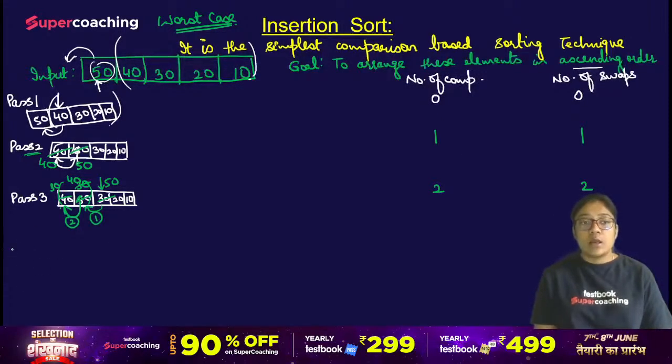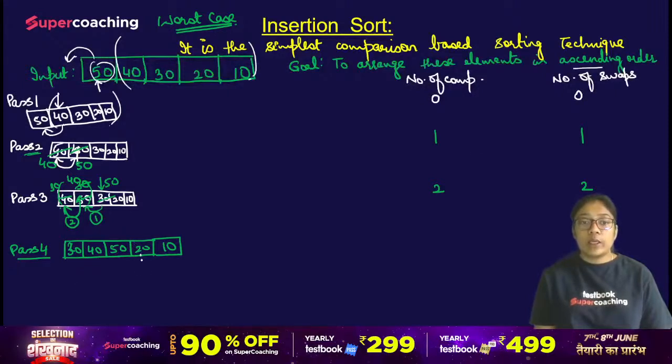So let's go to pass 4. Pass 4 means we need to consider the fourth element of the array. As of now, we have the output as 30, 40. By the end of pass 3, three elements are sorted. This is 20 and this is 10. Now we'll be taking the fourth element.